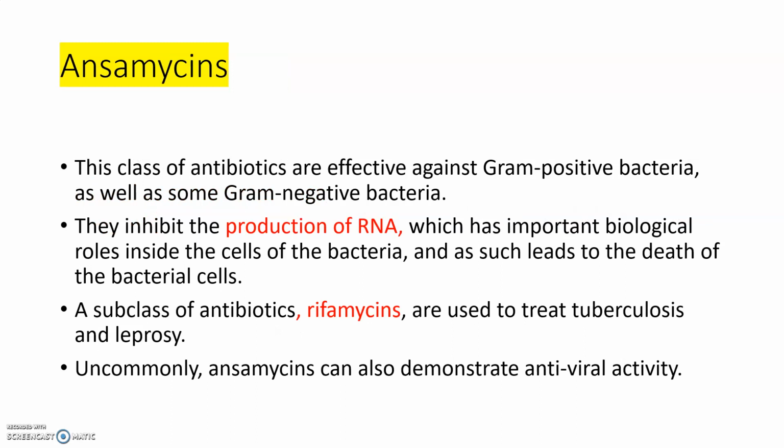Next is ansamycins. This class of antibiotics is effective against gram-positive as well as gram-negative bacteria, and their main action is inhibition of the production of RNA, that is transcription, which has important biological roles inside bacterial cells, and this may lead to the death of the bacterial cell. A superclass of antibiotic, rifamycin, comes under ansamycin, which is used to treat tuberculosis and leprosy. Uncommonly, this may also demonstrate antiviral activity.